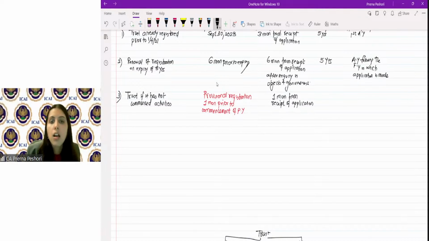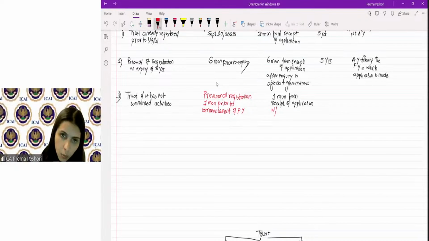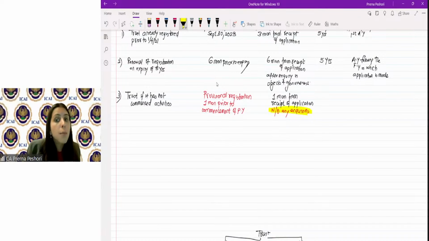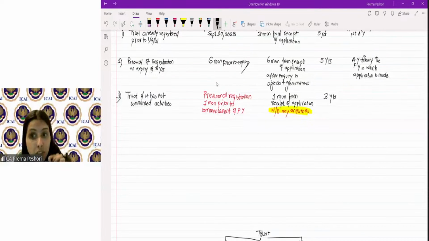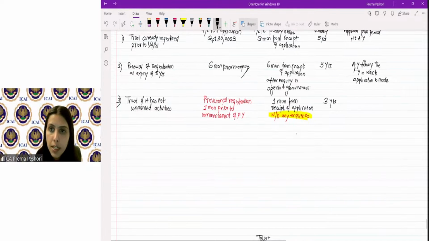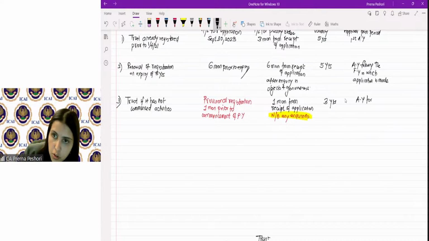Now, the provisional registration which is given will be without any inquiries, because this is a provisional registration. But the final registration, when it is given, will be after the inquiries. The provisional registration is valid for a period of 3 years. Are we clear? Yes or no?